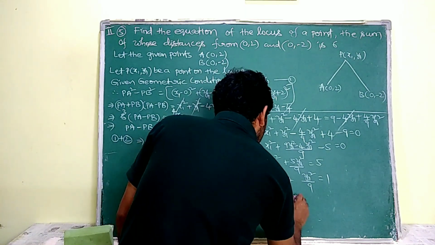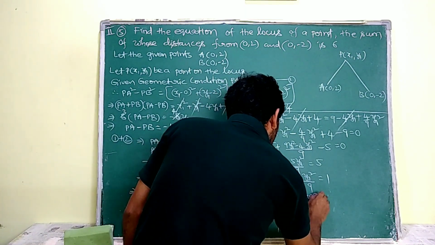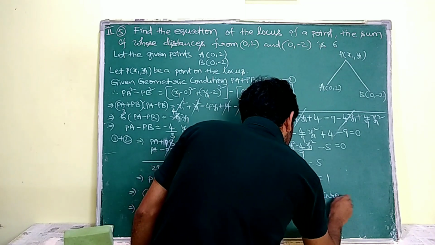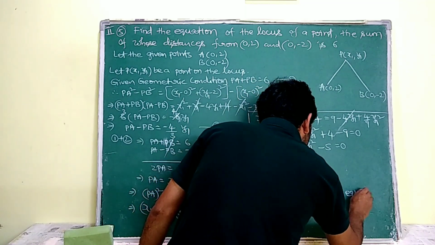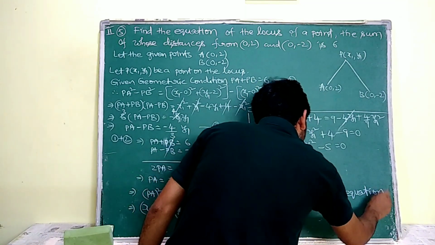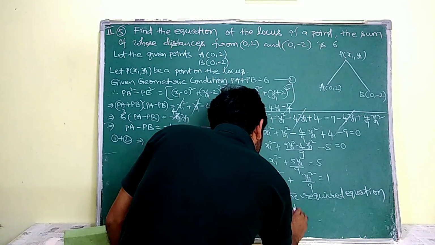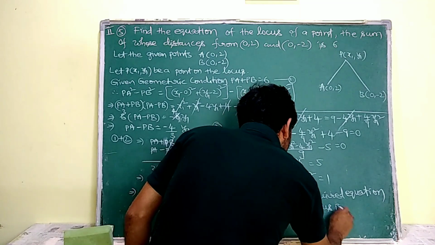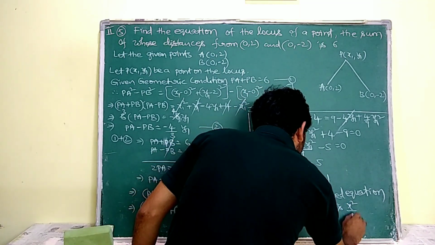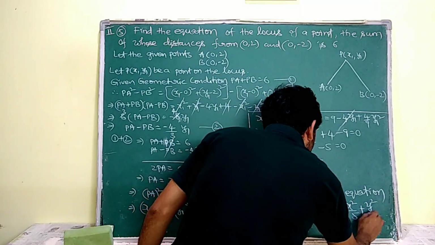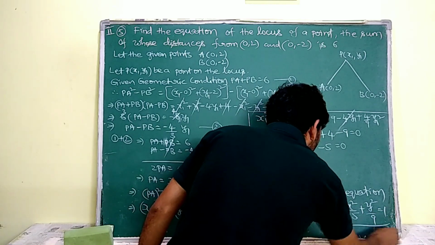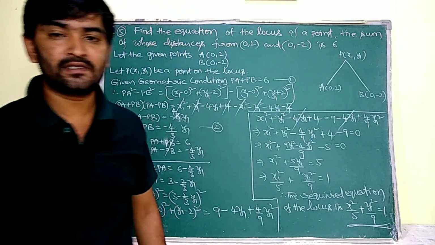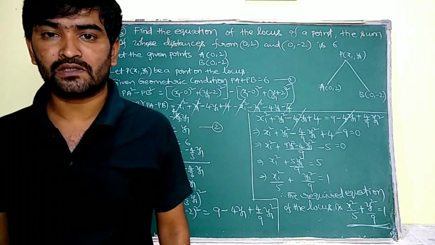Therefore, the required equation of the locus is x square by 5 plus y square by 9 is equal to 1. This is our required equation of the locus.